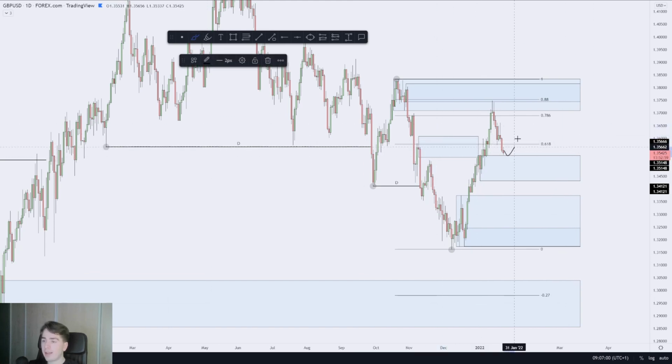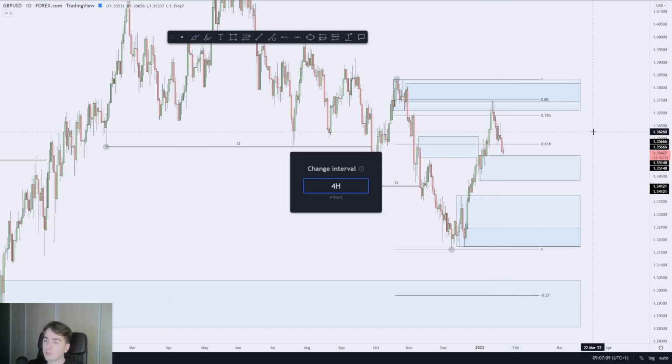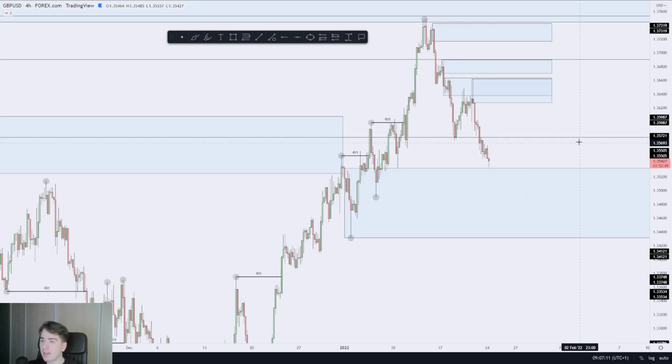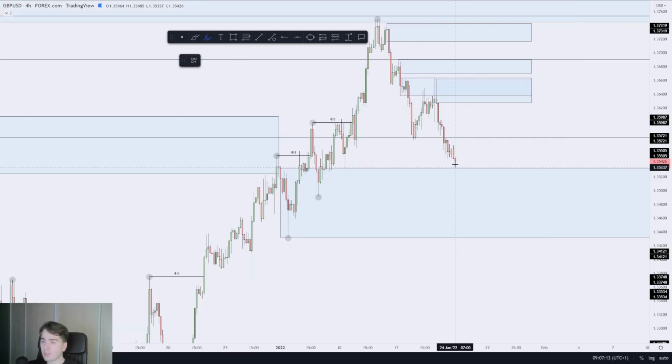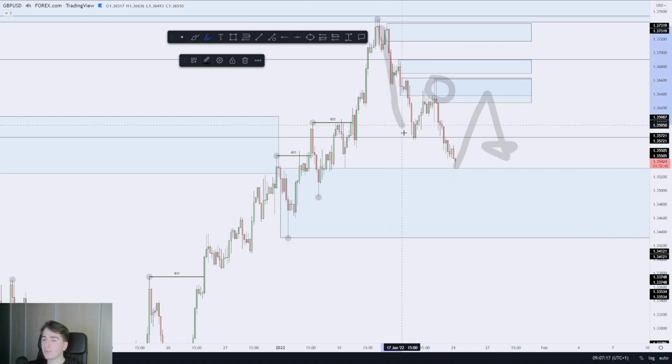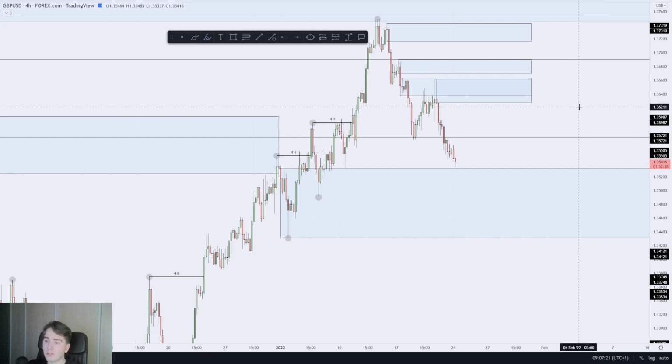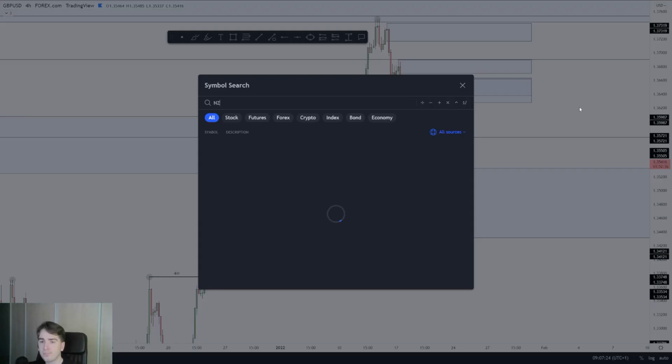So we could see a reaction from it, potentially a pullback in towards this area of, it's not really supply, but more imbalance. But on the 4 hour, there is some supply inside that daily imbalance over here. So what I'll just be looking for is potential shorts on Pound Dollar once we retrace in towards here, kind of in line with that internal structure. So yeah, that is it for Pound Dollar. Let's head over to our next pair, which is Kiwi Dollar.